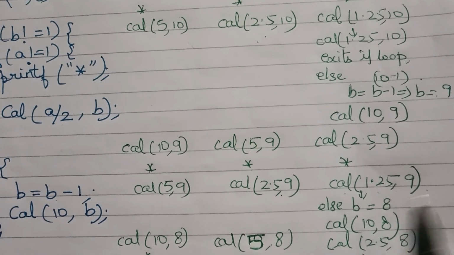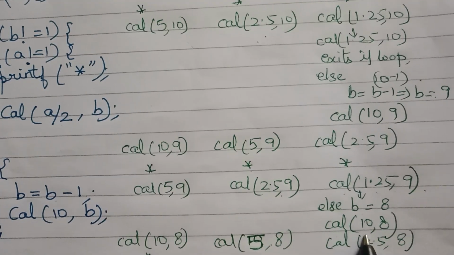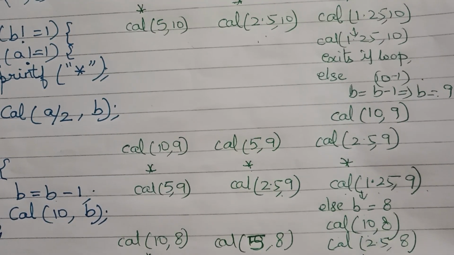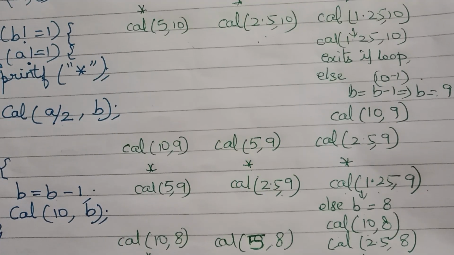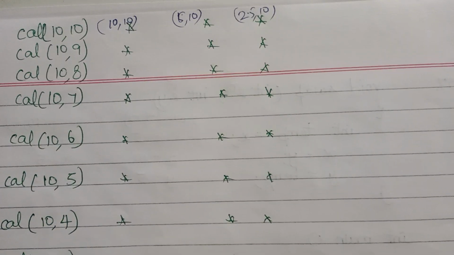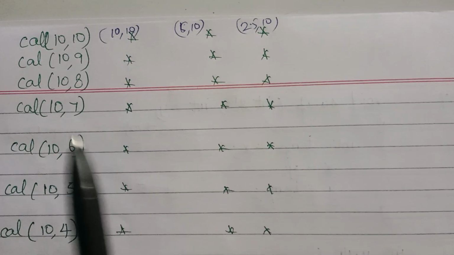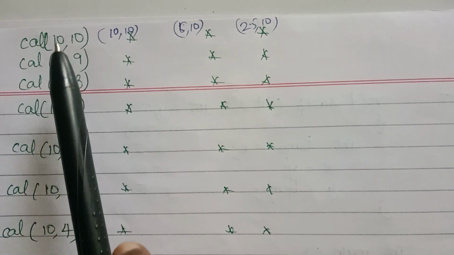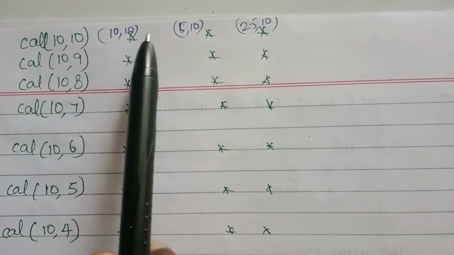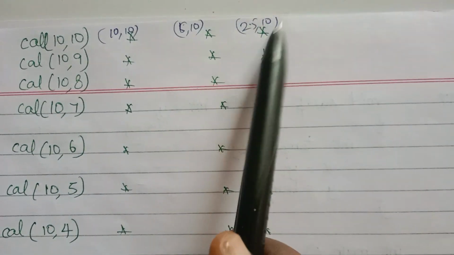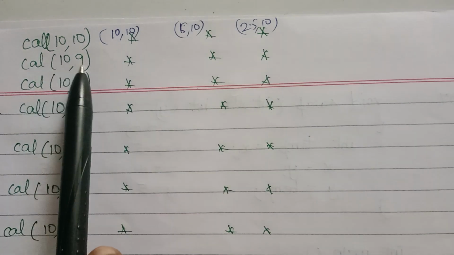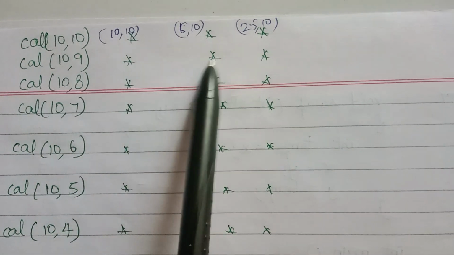It goes to the else part. So again B is decremented by 1, and then you have CAL(10, 8). That is, the B value is 8 now. So this is what is repeating. You see here, in every case, when you call 10 comma 10, and then it gets to 5 comma 10, then 2.5 comma 10, each time a star is printed. And then next the B value is decremented. So again 3 times it is printed.